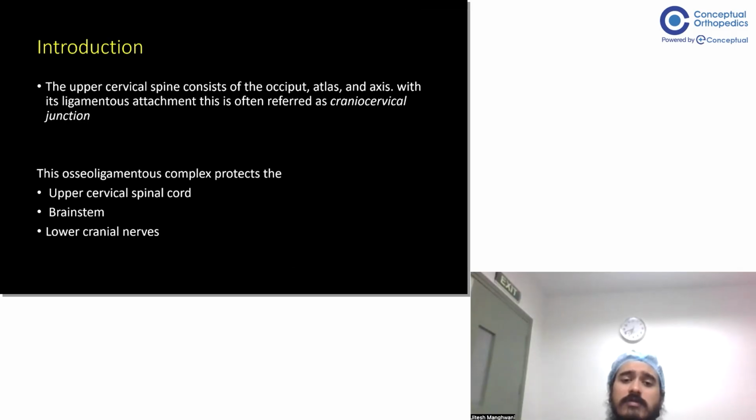The osseoligamentous complex protects the upper cervical spinal cord, brainstem, and the lower cranial nerves. So these are the important structures that are basically protected via this consolidation of the bones and the ligaments in the proximal part of the cervical spine, or the upper cervical spine. So they protect the upper cervical spinal cord, the brainstem, and the lower cranial nerves.